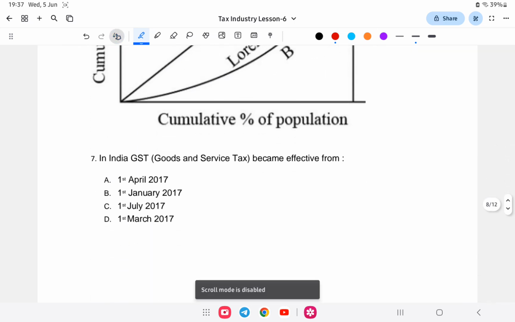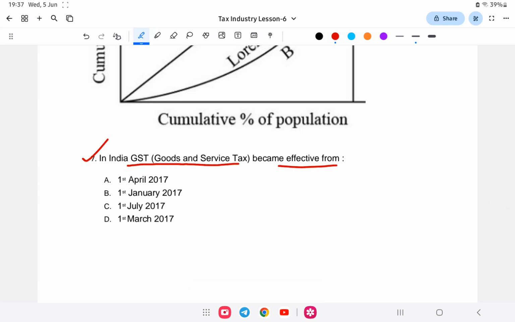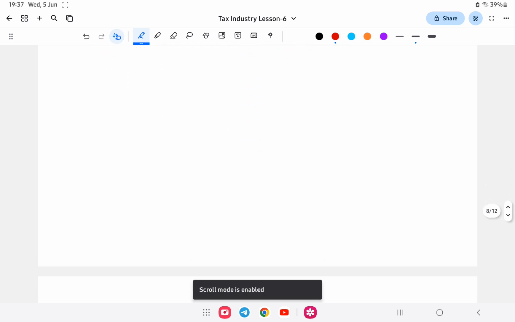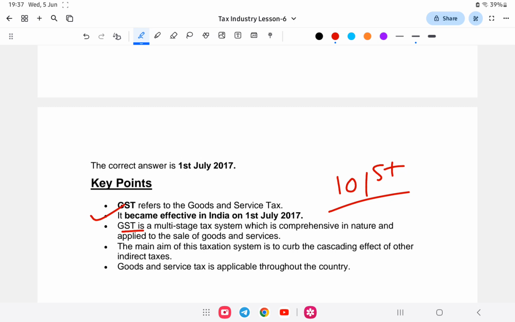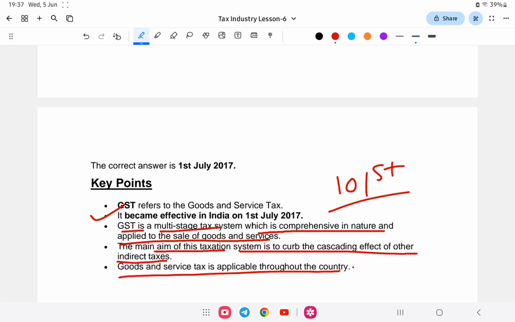Next, in India GST, that is goods and service tax, became effective from 1st of July 2017. It is a value added tax that replaced the earlier taxes. GST was introduced by the 101st amendment of the Constitution. It is a multi-stage, comprehensive tax system applied to the sale of goods and services. The main aim of this tax system is to curb the cascading effect of other indirect taxes. Goods and service tax is applicable throughout the country.